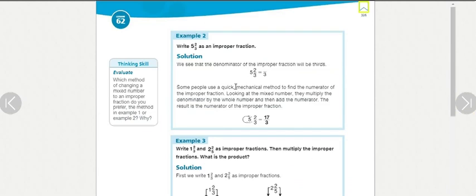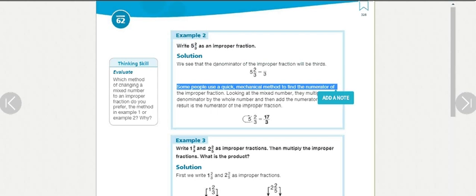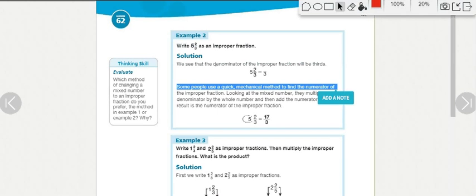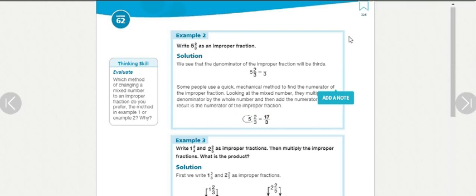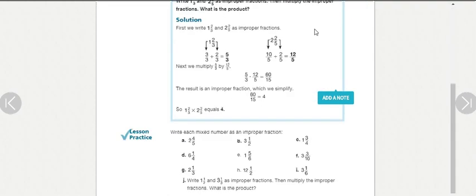They talk about the quick method we talked about before, so 5 2/3, you can use your shortcut way and just do 3 times 5 is 15, plus 2 is 17, over 3. Bingo. See, they're showing it right here. If you like quick, that's the way to go, but you also need to be able to show a model when they ask for it.